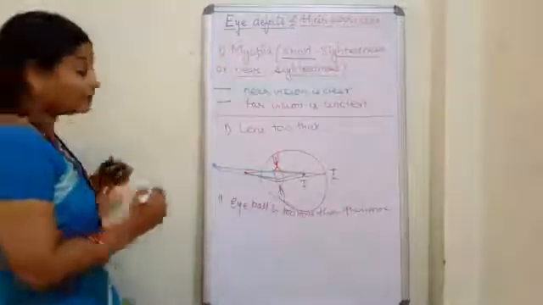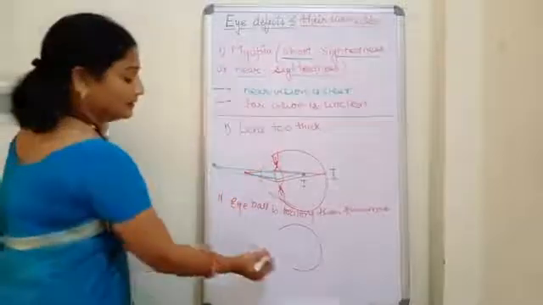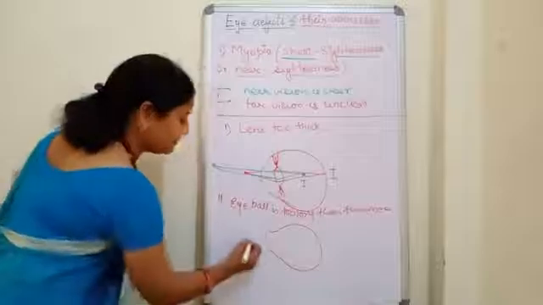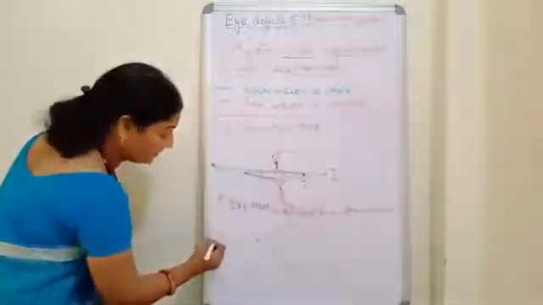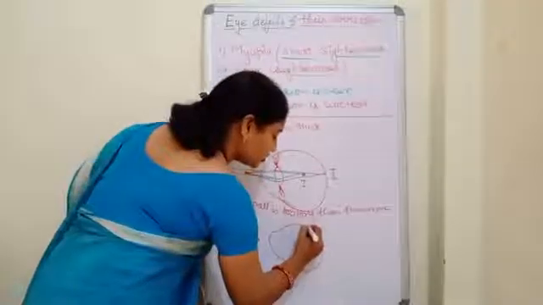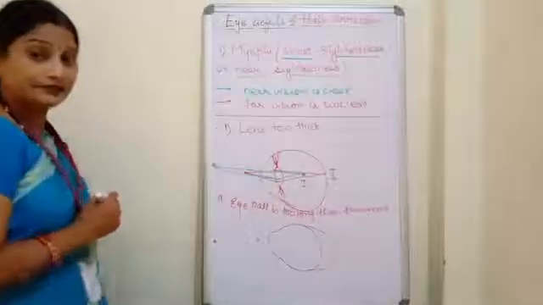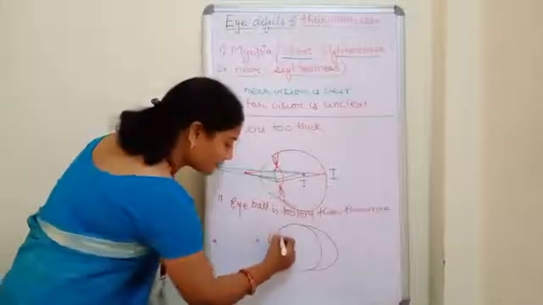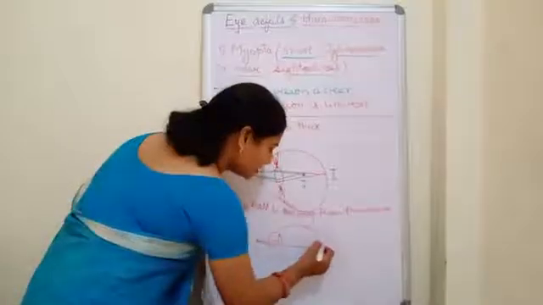Okay, now see what happens to the eyeball. Once again, this is our eyeball. This is the cornea. Somewhere an object is kept here. This is your near object and this is my far object. But the situation is this. The object has become like this. Okay, and for the near there is no problem. The convex lens will converge and the image will form here.